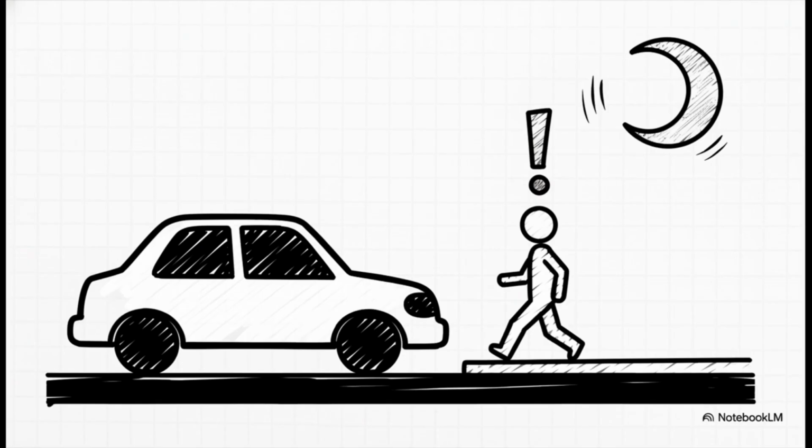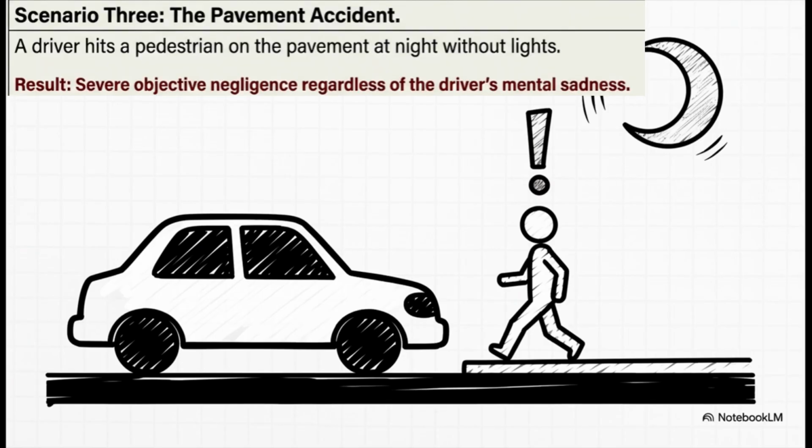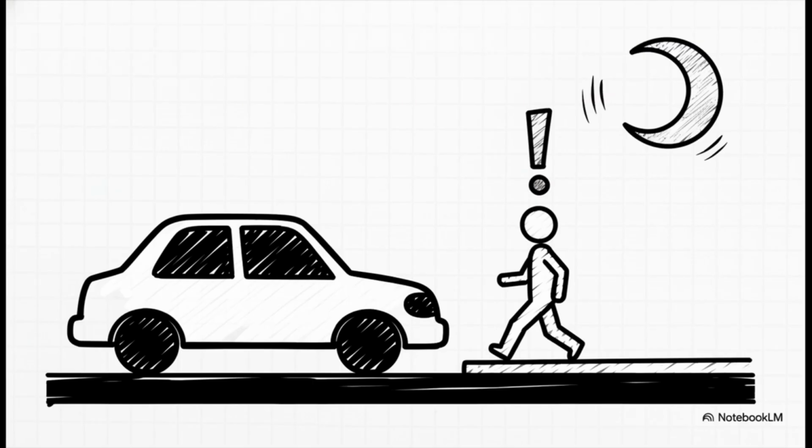And our final scenario illustrates the objective theory perfectly, the pavement accident. A person is driving at night without their headlights on and hits a pedestrian. In this case, the driver's state of mind is largely irrelevant. It doesn't matter if they were merely forgetful or distracted. The conduct itself, driving without lights at night, is so far below the standard of a reasonable and prudent driver that it constitutes a clear case of objective negligence. The action itself is the proof.